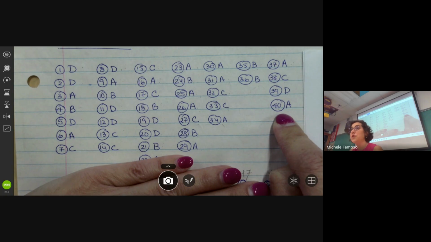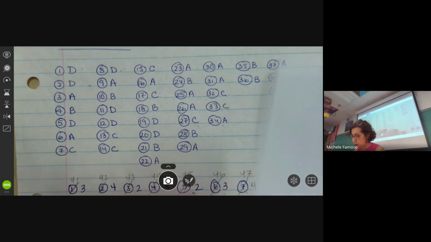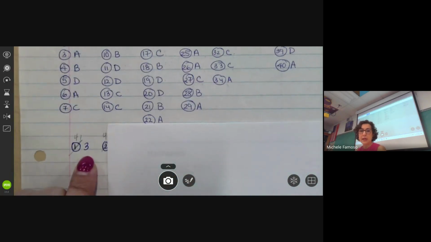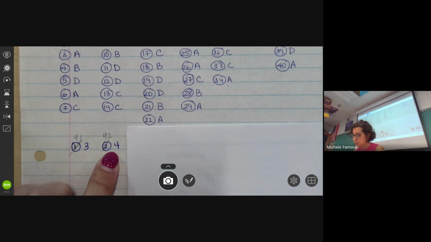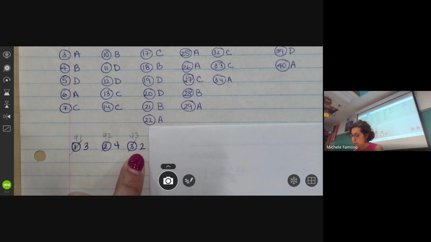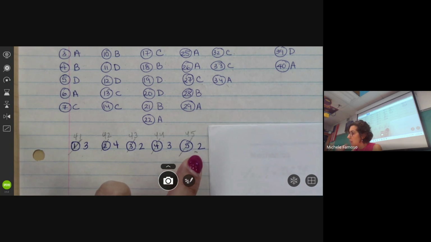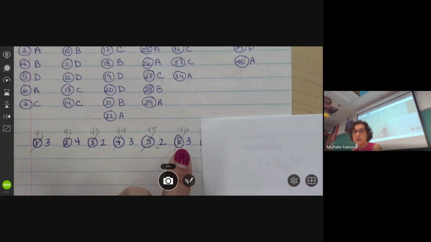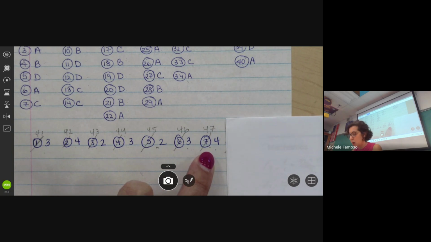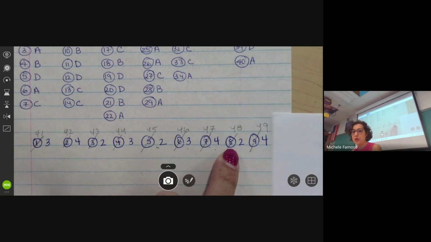All right, let's look at page 41. On page 41, 1 is 3. 2 is 4. 3 is 2. 4 is 3. 5 is 2. And on the last page, 6 is 3. 7 is 4. 8 is 2. And 9 is 4. All right, so that gives you the answers to all of those.